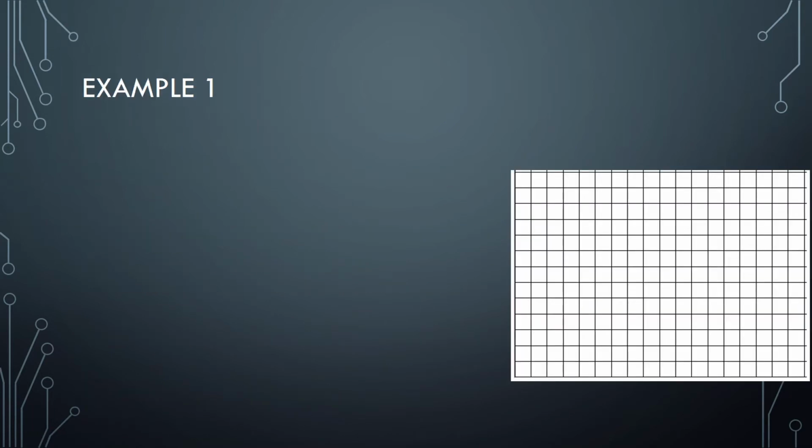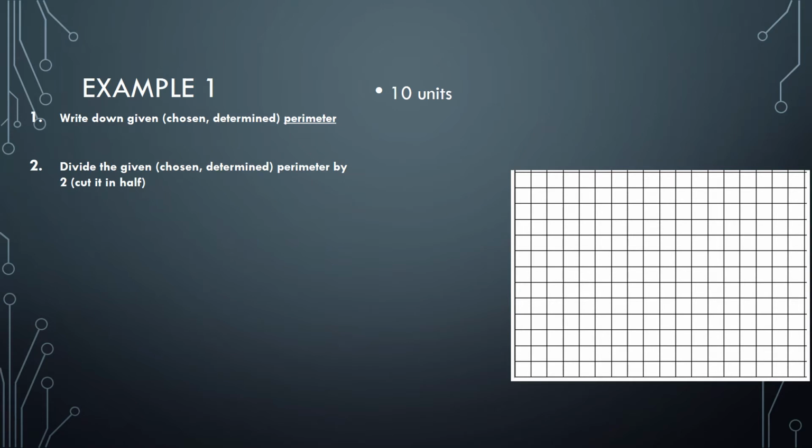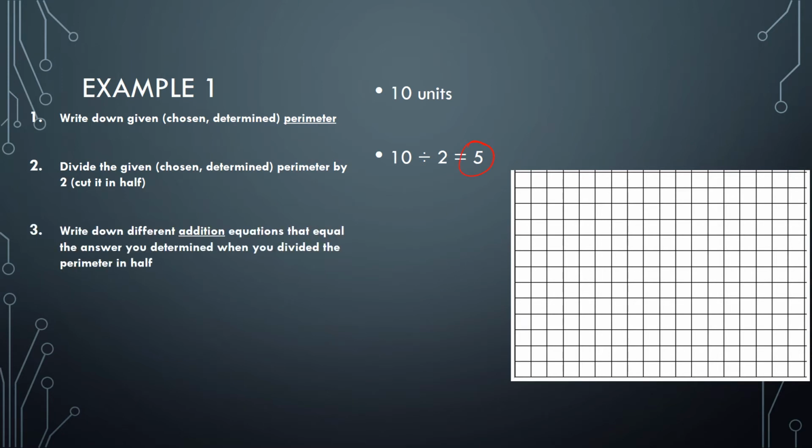So for our first example, the given perimeter we're going to use is 10 units. For our second step, we're going to divide that perimeter in half. We're going to cut it in half. So we're going to divide it by 2, which is 5. So we're looking at this number right here when we go on to step number 3. We're going to now write down different addition equations that equal the answer of 5.